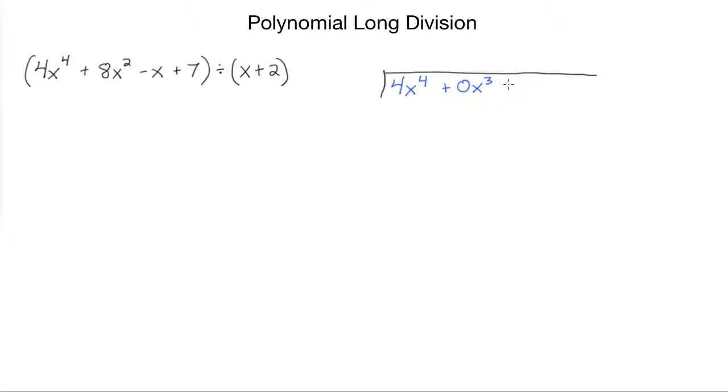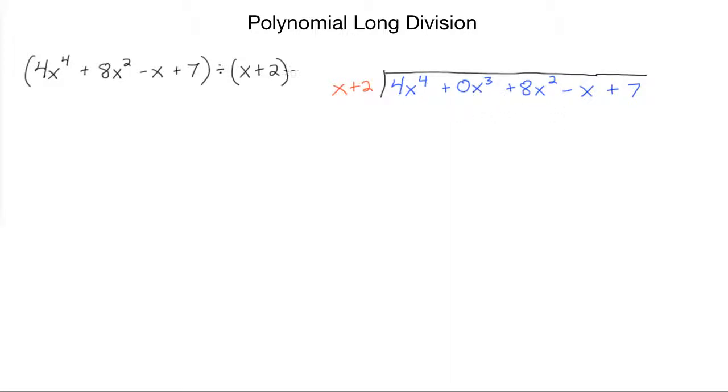All right, so I got 0x to the 3rd. That's a placeholder. Then I can go right back down to the 8x squared minus x plus 7 on the end there. And let's extend my division symbol out. Now my divisor is this x plus 2. So put that in the front right there. That's what's dividing into the dividend there.